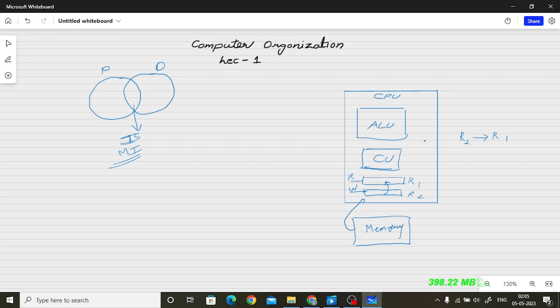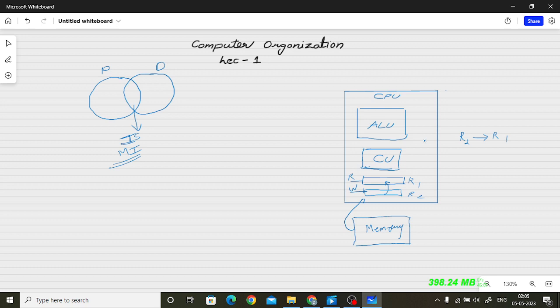Okay, in the upcoming lectures I will give you the whole picture of how a particular instruction is getting executed. To be more specific, I will explain how the program that you write is going to be executed and saved back into the memory.